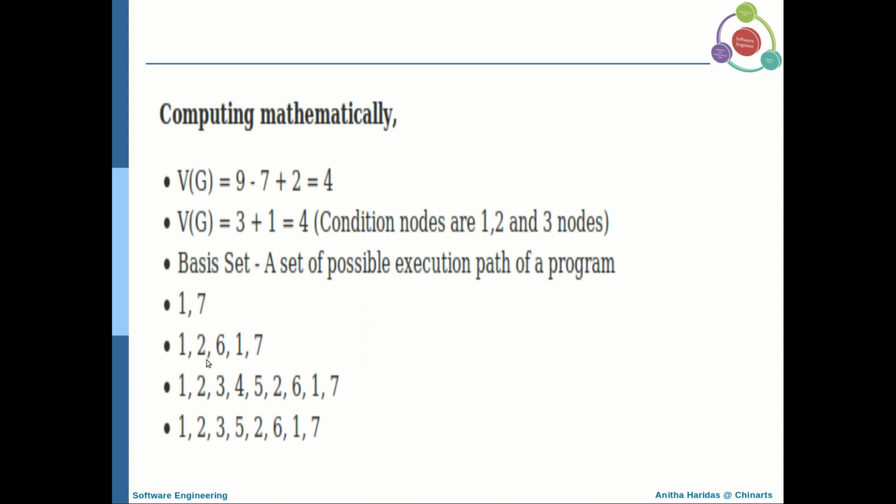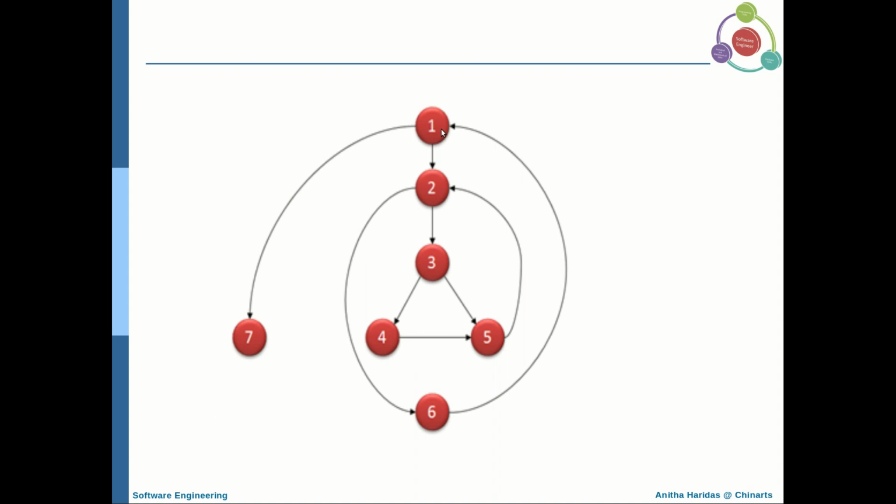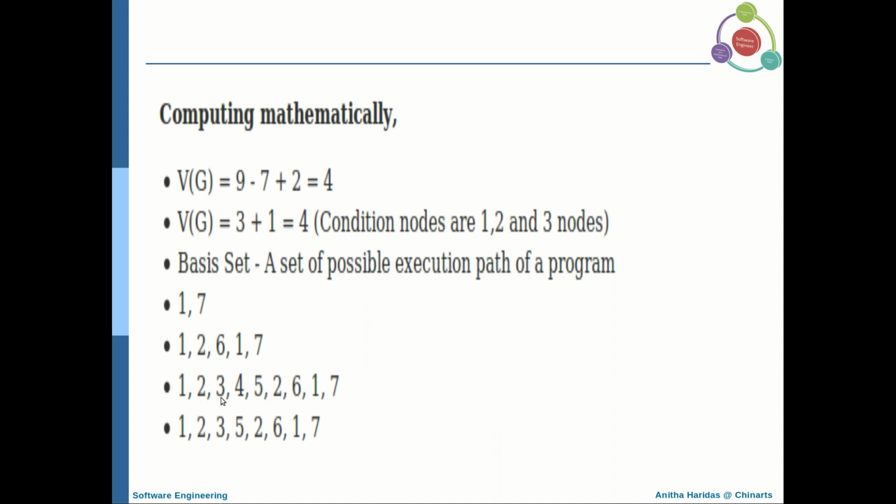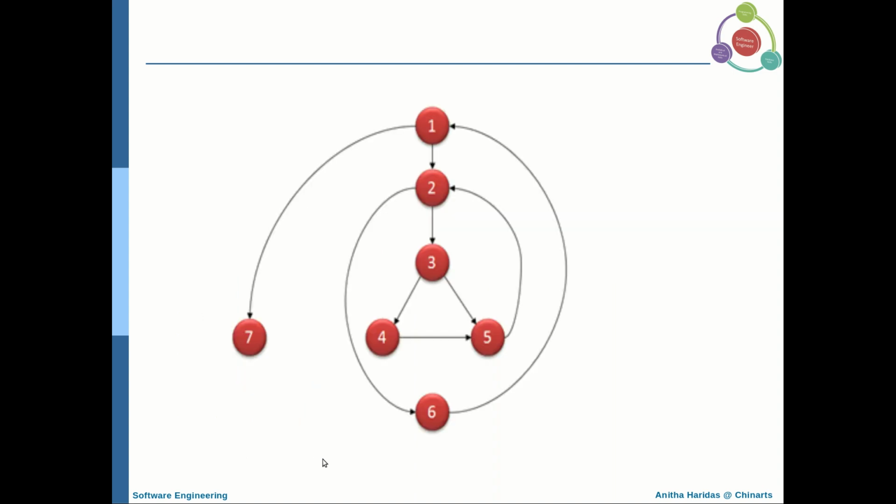Then you have 1, 2, 6, 1, 7. And you have 1, 2, 3, 4, 5, 2, 6, 1, 7, which you can try on your own. Then 1, 2, 3, 5, 2, 6, 1, 7 is another independent path. So for the given graph, you will have 4 independent paths which can be derived. For each path you can go for designing a test case.